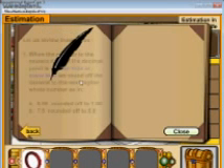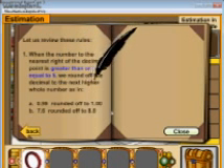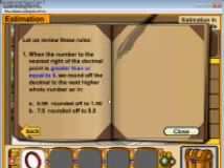Now let us review these rules. When the number to the nearest right of the decimal point is greater than or equal to 5, we round off the decimal to the next higher whole number, as in the following. Letter A, 0.99 rounded off to 1, and letter B, 7.6 rounded off to 8.0. And there's going to be more on this on the other page.